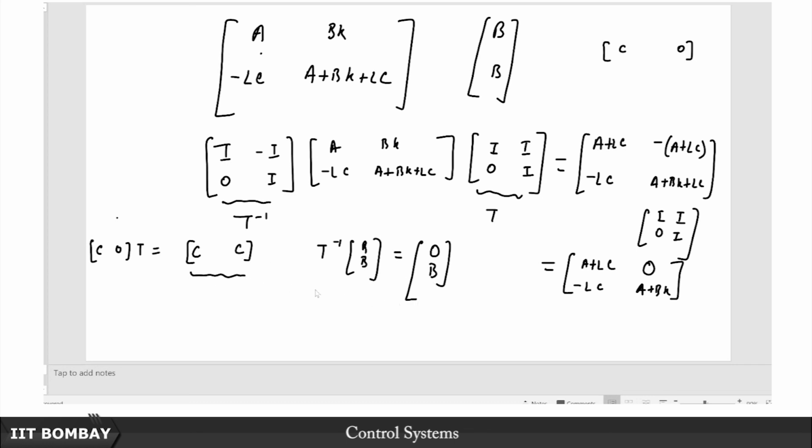Notice that this is now your overall C matrix, this is your overall B matrix, and this is your overall A matrix. If you are trying to find the overall transfer function, that will be C, C, because under similarity transformation the transfer function does not change, as we have seen so beautifully. Then [sI - A - LC, 0; -LC, sI - A - BK] whole inverse, times [0; B].